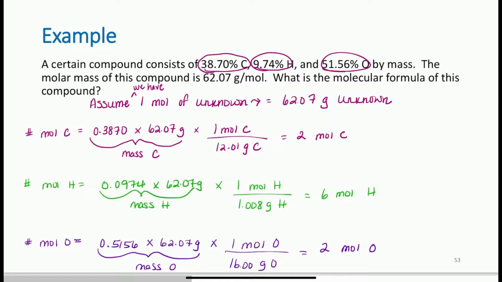So because we assume we have 1 mole, if I'm given the molar mass, I can assume 1 mole. This is just a faster way, gets me to the same point, and it tells me 2 carbons, 6 hydrogens, and 2 oxygens for the overall molecular formula. Again, you're welcome to do it the other way if you're more comfortable with that way. This is just, if you're given this molar mass, you can do it this way as well.